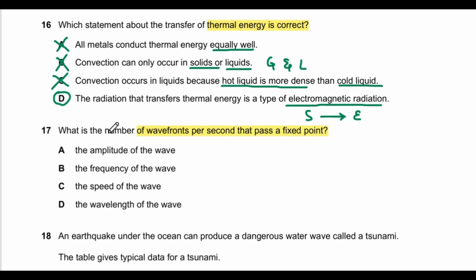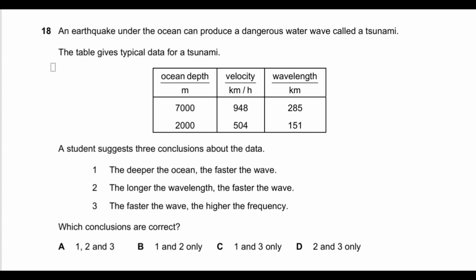The number of waves or wavefronts passing through any point in a second is defined by frequency. So it is the frequency of the wave. Question 18 says, an earthquake under the ocean can produce a dangerous water wave called a tsunami.